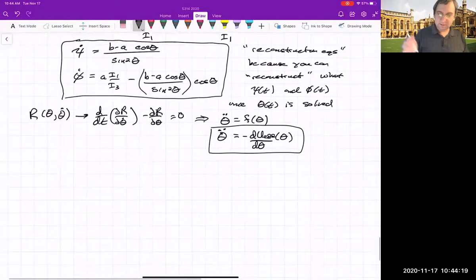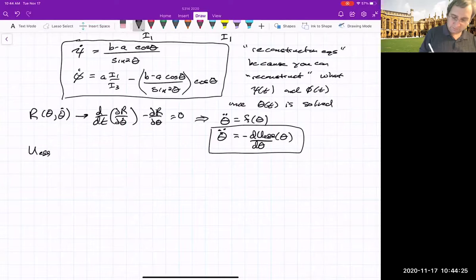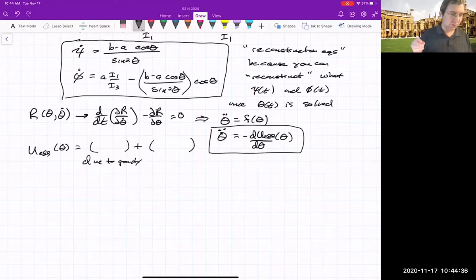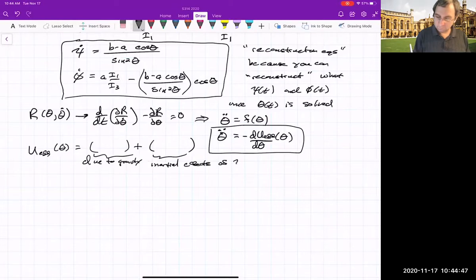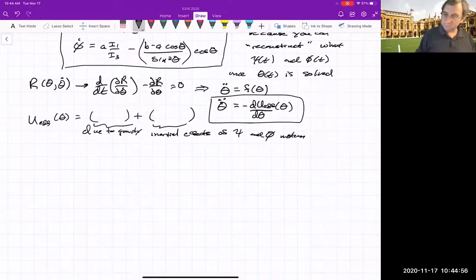And then you'll get an effective potential, which it's good for you to figure out. There'll be a part due to gravity plus a part that's just due to the inertial effects of the other two angles. And let's call this equation star.